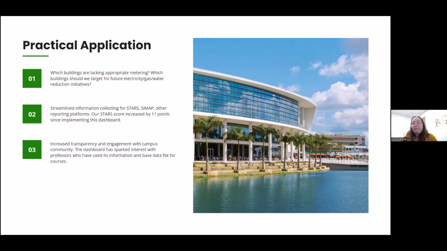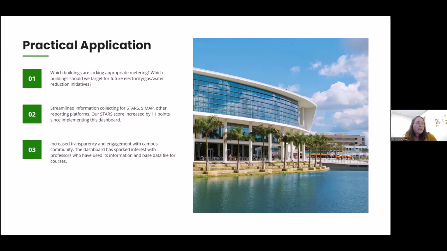There are people that are composting that we didn't know about. There are specialty recycling programs that we've been able to implement. A lot of different things. It's also helped to increase transparency and engagement with the campus community.